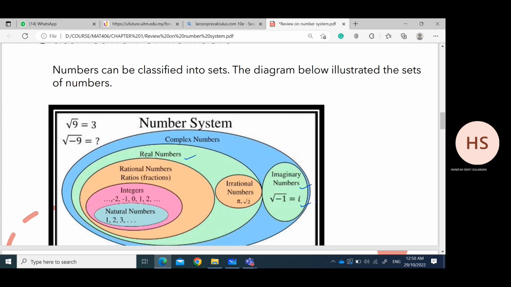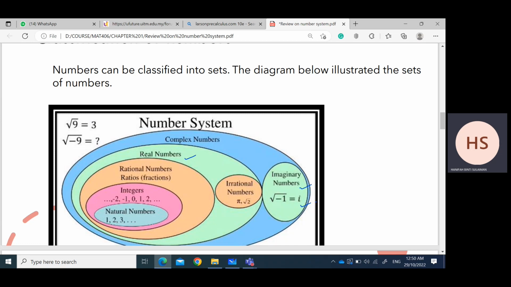Contoh pi. Okay, kalau you plug in your calculator, the value of pi is 3.14159654, which is we can't form it into a fraction ataupun into a ratio. Okay, so that one is an irrational number. Ada lagi satu, square root of 2. Square root of 2, dia 1.414213562. Something like that. So nombor tu dia tak boleh nak bentukkan dalam pecahan.